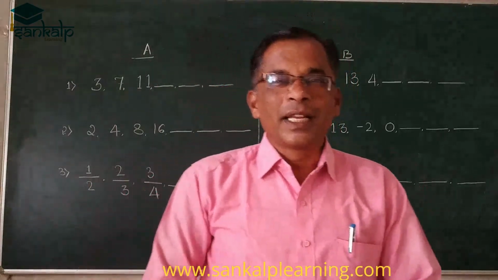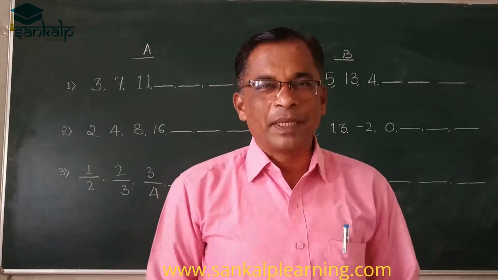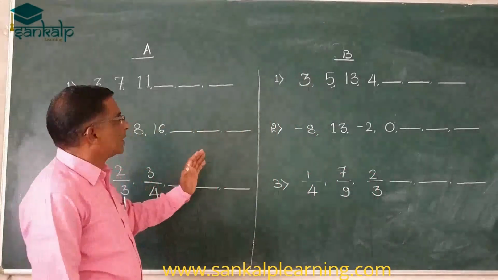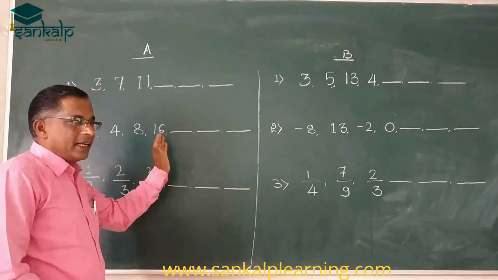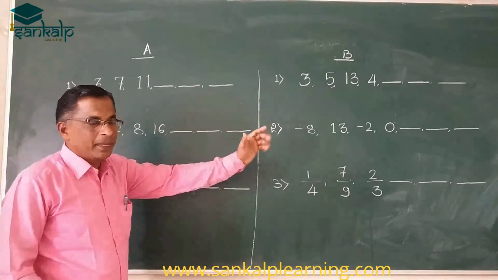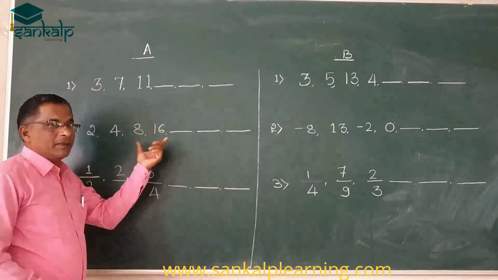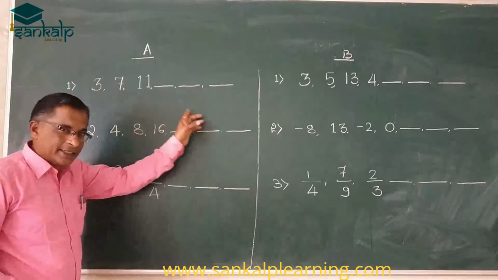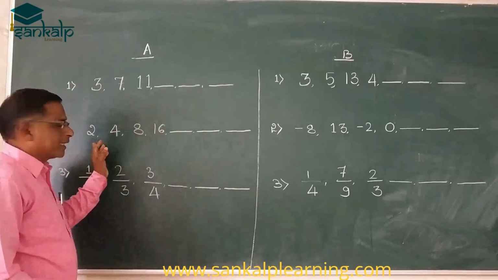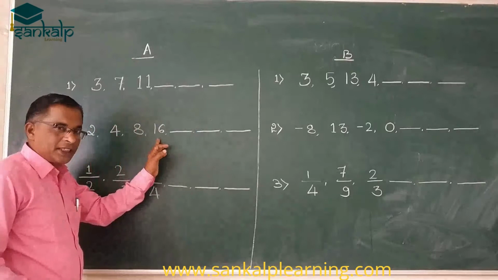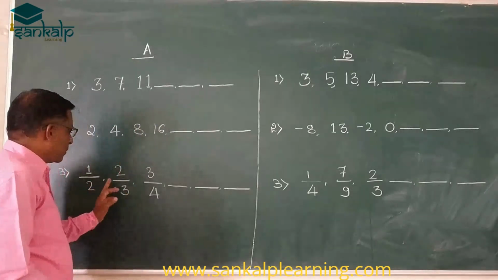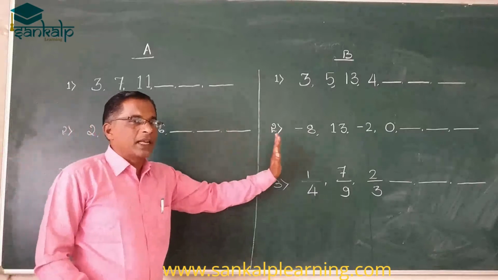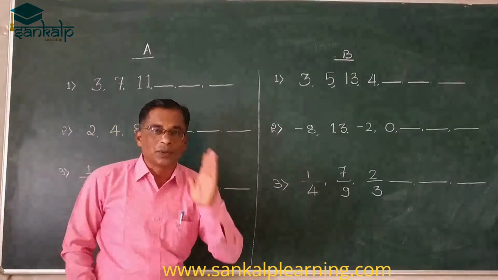Let us today learn some important concepts in mathematics. Here I have two lists of numbers. One is section A, the other one is section B. In section A, some of the numbers I have written, we can observe 3, 7, 11, etc. The same way in the second example 2, 4, 8, 16 and so on. 1 by 2, 2 by 3, 3 by 4 and etc. In the same way some numbers are listed in the second group also.